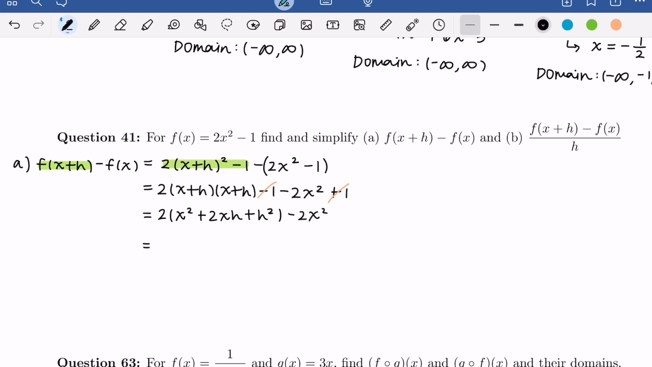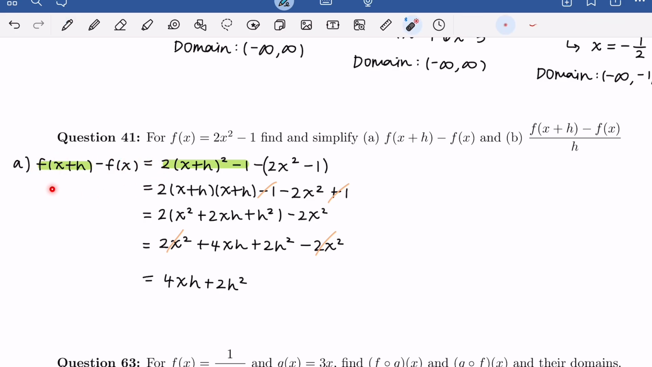So in the next step, we want to distribute this 2 to everything inside of our parentheses. So we're going to have 2x squared plus a 4xh plus a 2h squared, and then we still have this guy on the outside. Now notice we have a 2x squared and a minus 2x squared, so these guys are going to cancel each other out. And so our final expression is going to be 4xh plus 2h squared. So this is equal to this guy here.